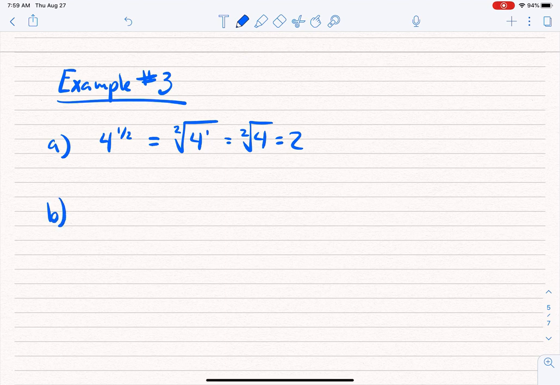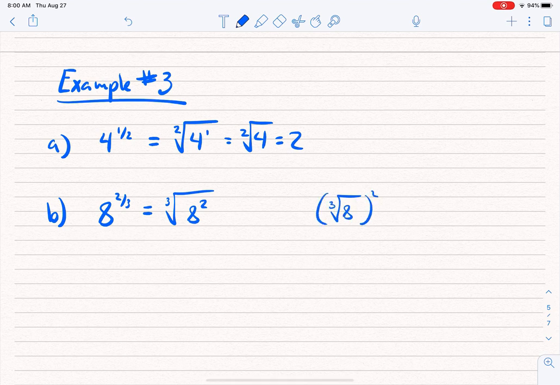Part B, ready? We have 8 to the 2/3 power, all right? And this one, I look and go, okay, there's definitely a couple different ways to do this. I could say that this is the same thing. Remember, the top is the exponent, the bottom is the root. So I could say that this is the same thing as the 3rd root of 8 squared, okay?